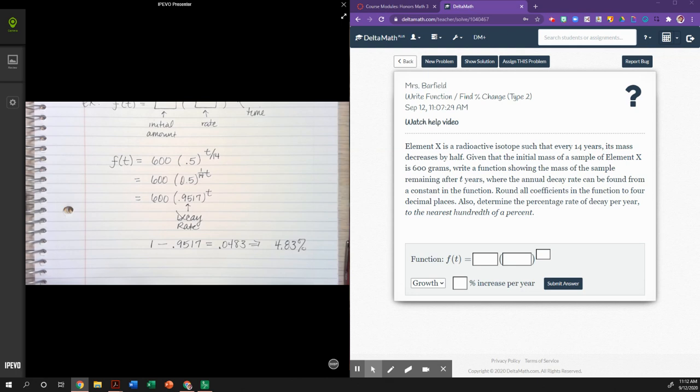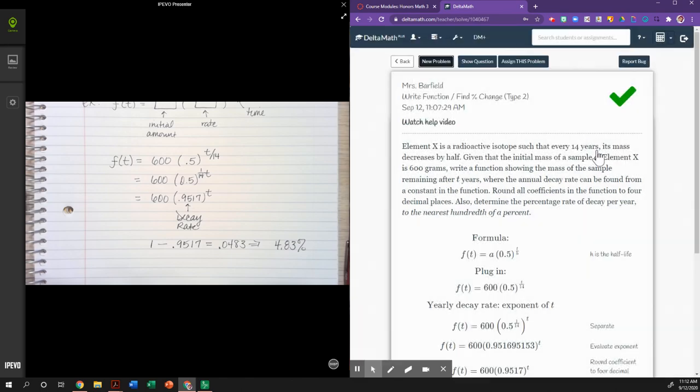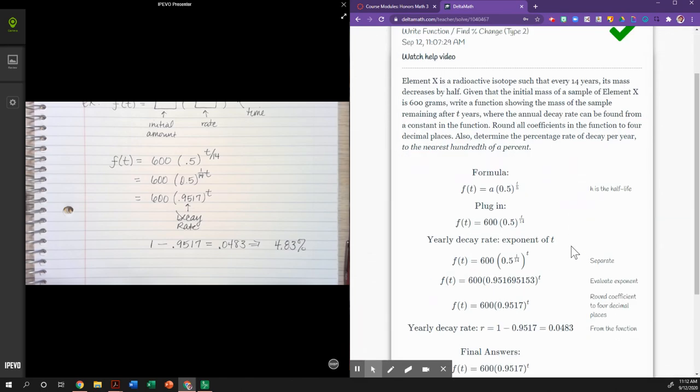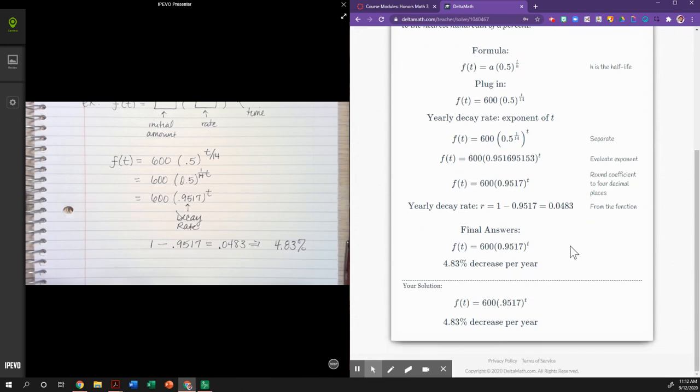Okay. All right. So now I'm going to go over here. I'm going to type that in, 600 and then 0.9517 to the t. And now I have a decay. Okay, and it switched over to decrease. 4.83%. There we go.